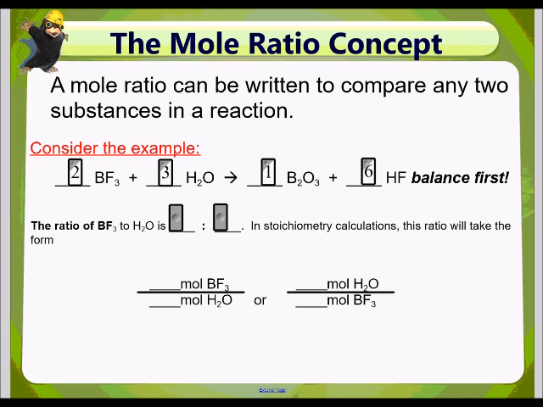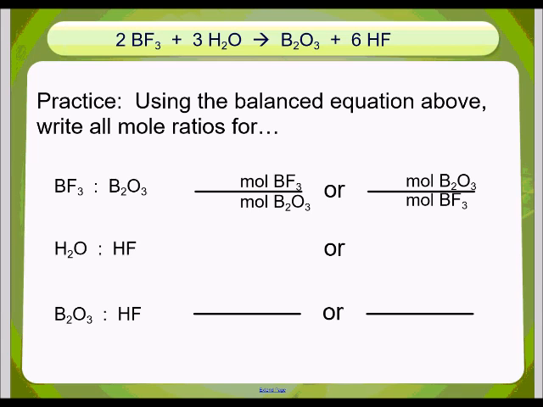Now, the ratio of boron trifluoride to H2O is 2 to 3. In stoichiometry calculations, this ratio will always take the form of 2 moles of boron trifluoride over 3 moles of H2O, or the opposite, 3 moles of H2O over 2 moles of boron trifluoride. Both of these are correct, and we would use them in the calculation depending on where we started. Now we're going to practice using the balanced equation above. Write the mole ratios for each.